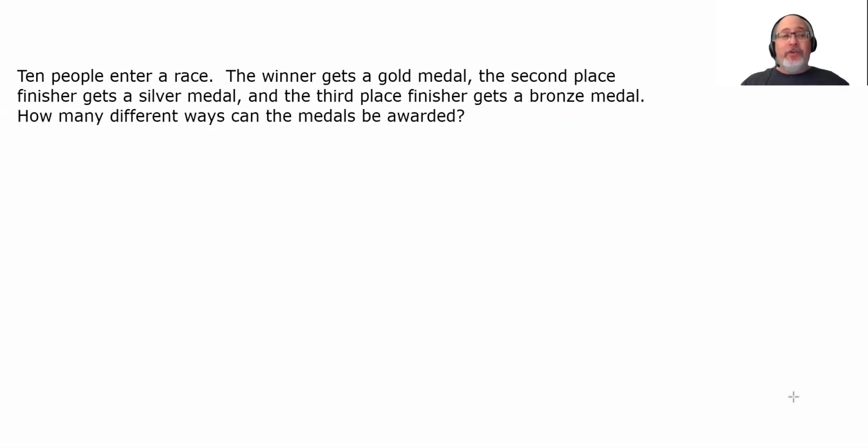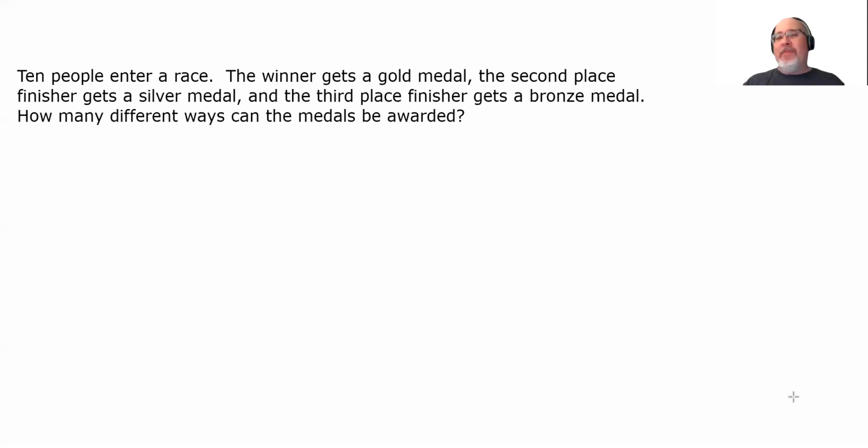This one will sound familiar. 10 people enter a race. The winner gets a gold medal, the second place finisher gets a silver medal, and the third place finisher gets a bronze medal. How many different ways can the medals be awarded? Notice nowhere in this problem does it say how many permutations. But part of the process that you're going to have to go through in doing some of these problems is asking yourself, is this asking for the number of permutations, or is this asking for the number of combinations?